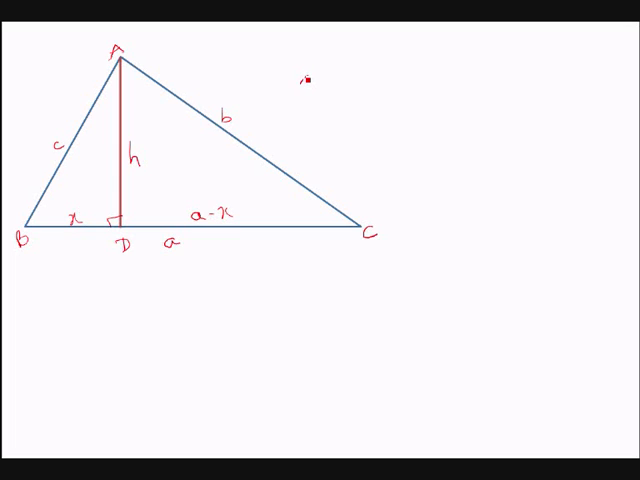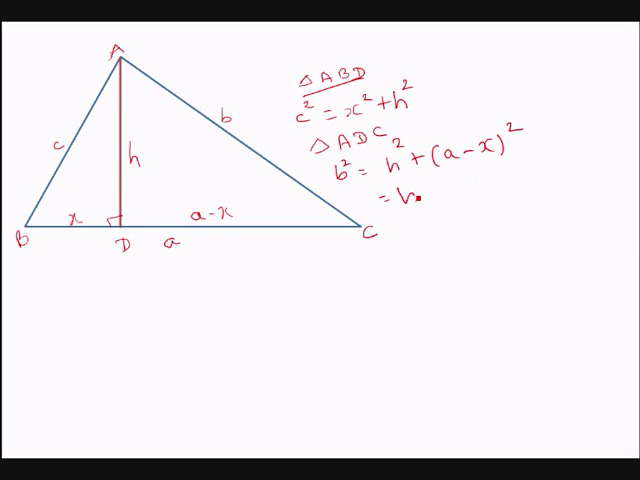If I use the right angle triangle ABD, then I can use Pythagoras theorem like this. c square, c is the hypotenuse of the triangle, so c square is equal to x square plus h square. If I use the other right angle triangle, which is ADC, then I have hypotenuse square, which is b square, is h square plus a minus x the whole square. If I expand this a minus x, then I get a square minus 2ax plus x square. Now h square plus x square by this is c square. Therefore I have c square plus a square minus 2ax.